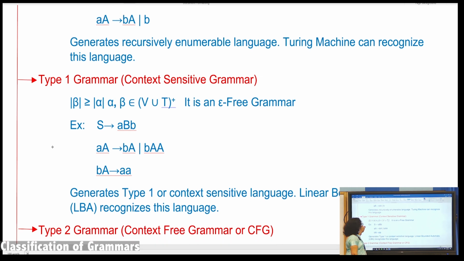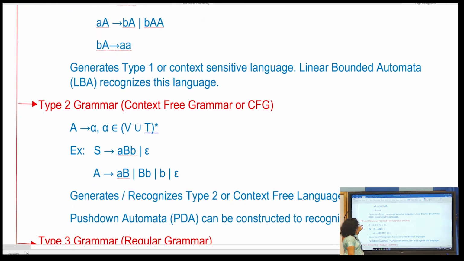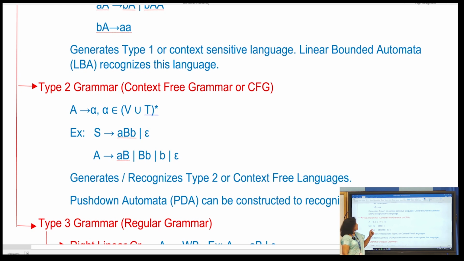anything. So this type 1 grammar generates type 1 or context sensitive language. Linear bounded automata, called LBA, recognizes this language. So that is about type 1 grammar. Next comes type 2 grammar or context free grammar. It is popularly known as CFG. The productions will be of the form A produces alpha, where alpha belongs to (V union T)*.